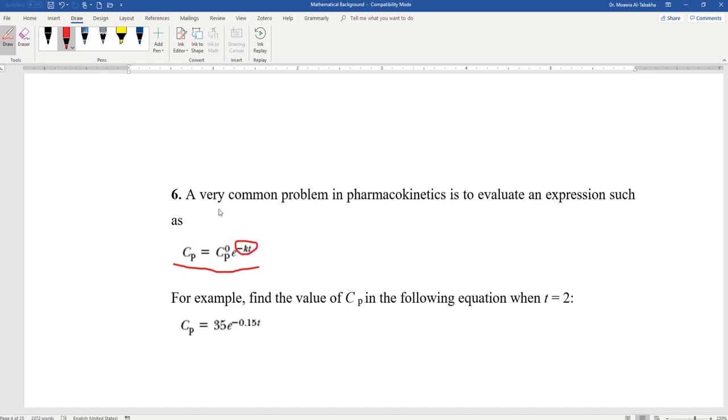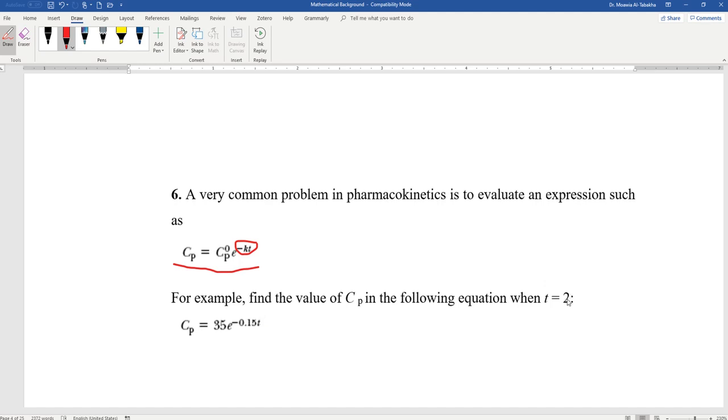Okay? For example, you can have this equation. CP, the concentration of the drug at any time, is equal to 35. What is 35? We call it the concentration at zero time, which is CP0, or we also call it the initial concentration. Multiplied by e to the power of minus 0.15, which replaces the k, meaning k will be equal to 0.15, because here it is minus k, 0.15 then multiplied by time.